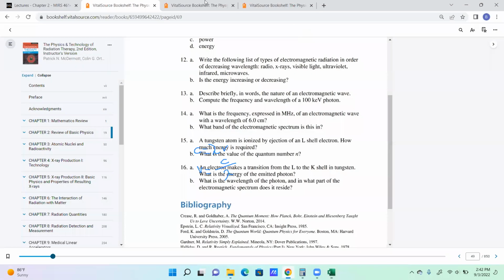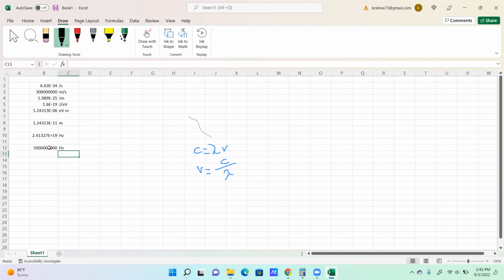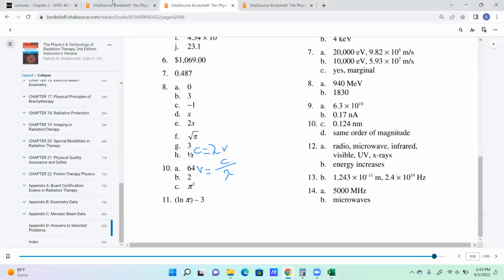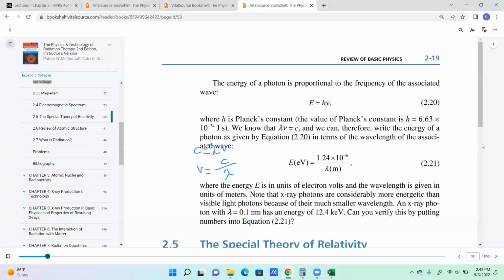So, correct? 5,000 megahertz. Is this in megahertz? Well, obviously this is in hertz. If I were to change this and put it into megahertz, I would divide it by, well, mega means a million. And indeed, I come up with 5,000 megahertz. All right. Now, what band of the electromagnetic spectrum is this in? Let's see here.